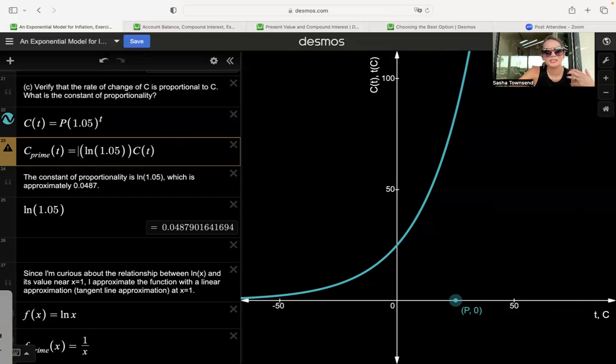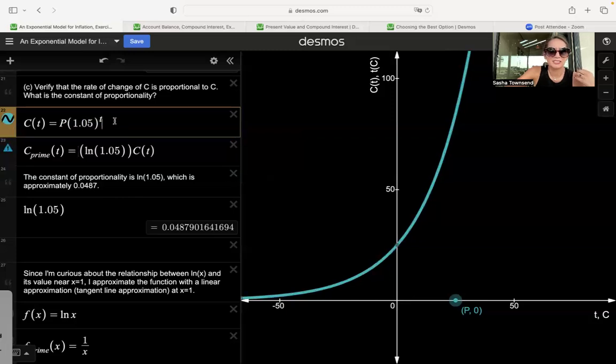What is c of t? What is the function c of t? It turns out that c of t is this present cost times 1.05 raised to the t. So the constant of proportionality is the natural log of 1.05, which is approximately 0.0487.